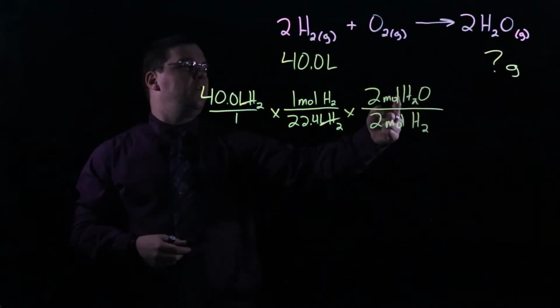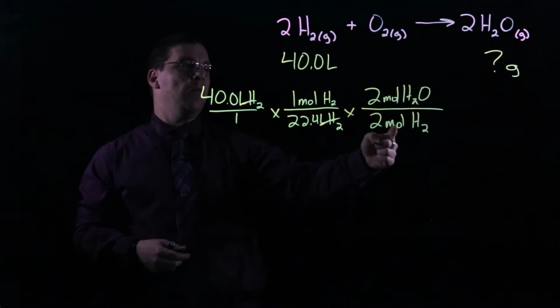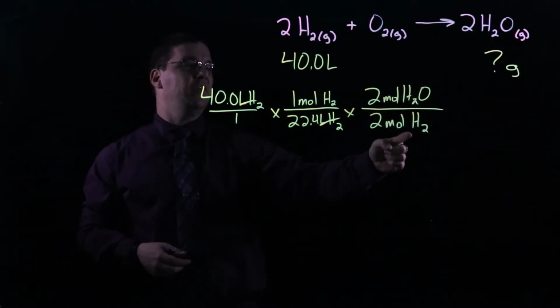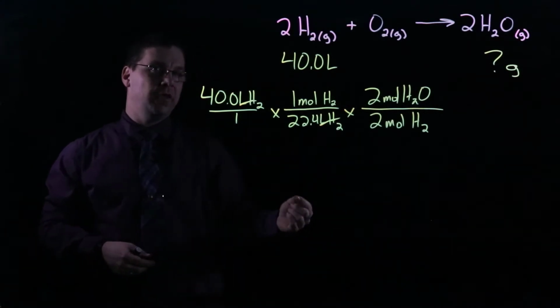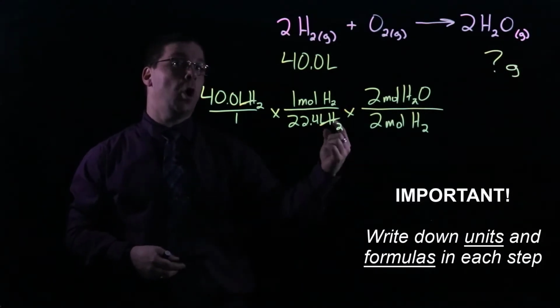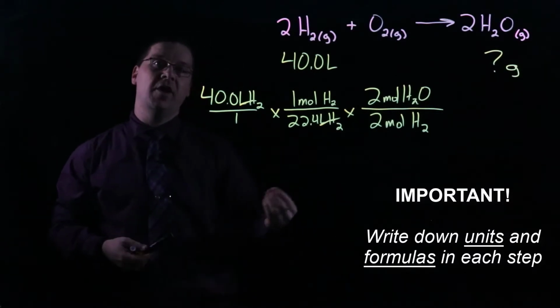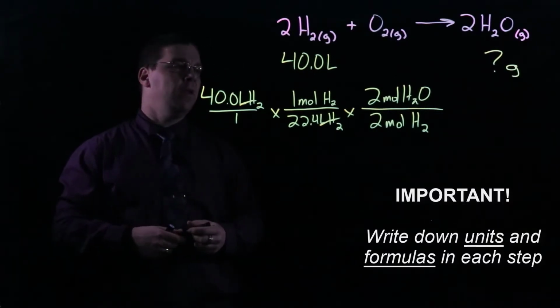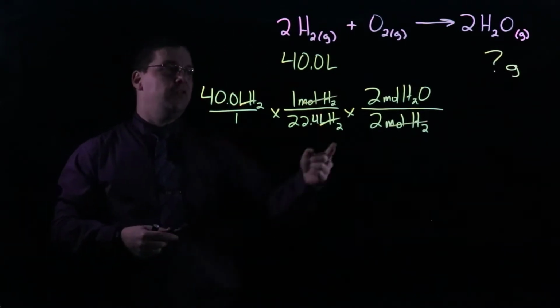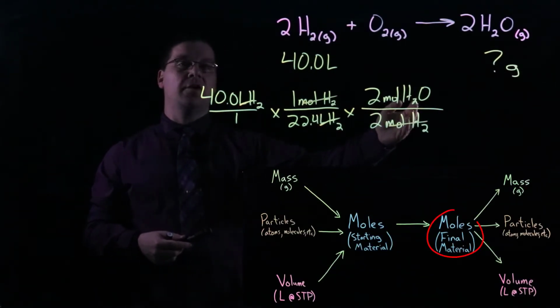Note again that the units are moles, top and bottom, but on top it's moles of water, on the bottom it's moles of hydrogen. It's important in stoichiometry to not only write the units of measure, the liters and the moles, but also the formula so you can keep straight what it is that you're talking about. So the moles of hydrogen will cancel, and now we're talking in terms of moles of our product, water.